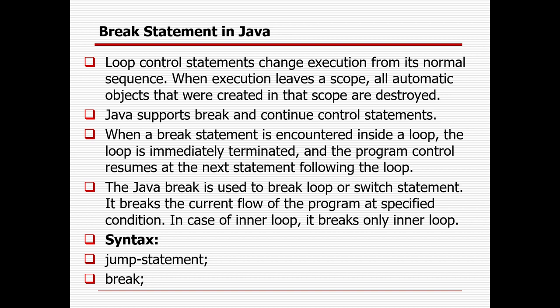Loop control statements change execution from its normal sequence. When execution leaves a scope, automatic objects that were created in that scope are destroyed. Java supports break and continue control statements. When a break statement is encountered inside a loop, the loop is immediately terminated and program control resumes at the next statement following the loop. The Java break keyword is used to break a loop or switch statement. It breaks the current flow of the program at a specified condition. In case of an inner loop, it breaks only the inner loop. So that is the break.